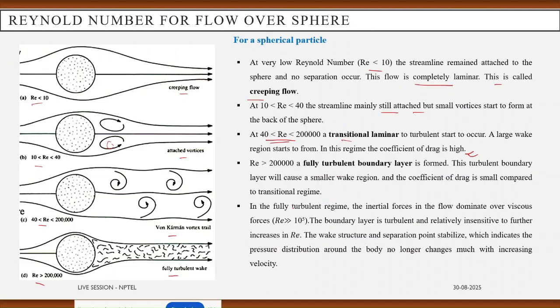So, in the fully turbulent regime, what is happening is that the inertial forces in the flow dominate over the viscous forces. The boundary layer becomes turbulent and relatively insensitive to further increase in the Reynolds number. The wake structure and the separation point stabilize, which indicates that the pressure distribution around the body no longer changes much with the increasing velocity.